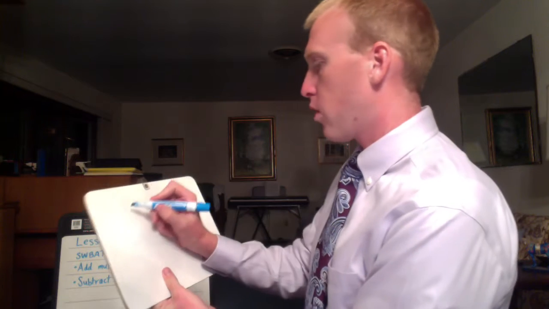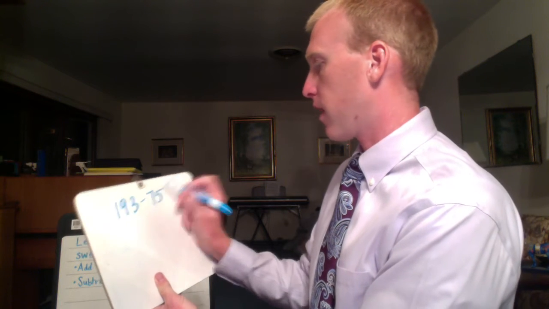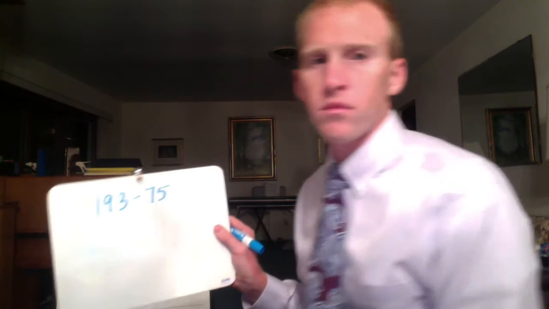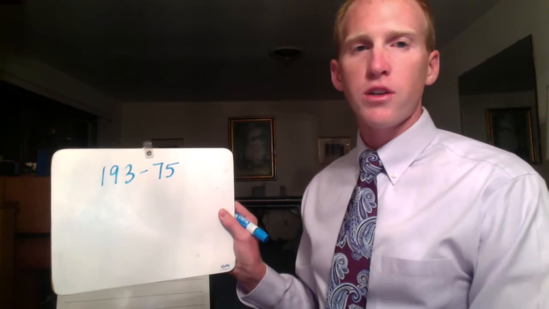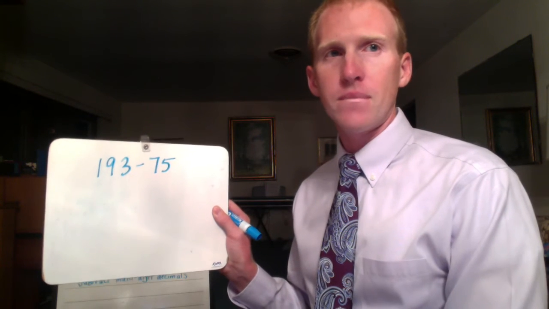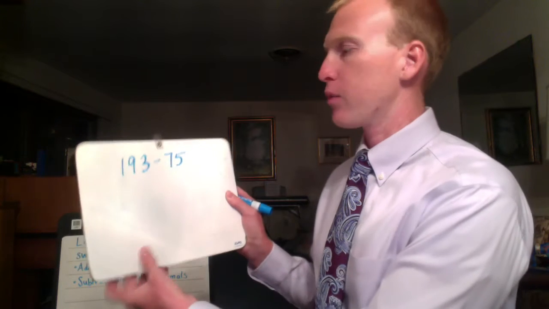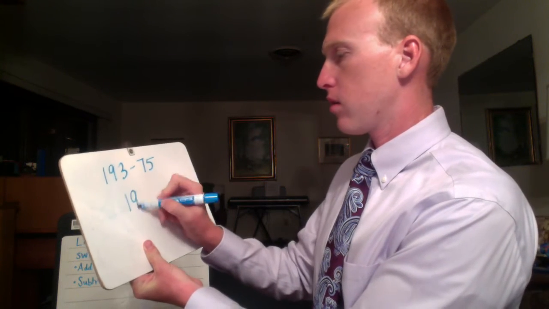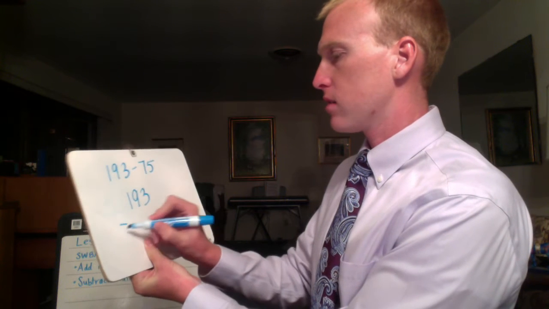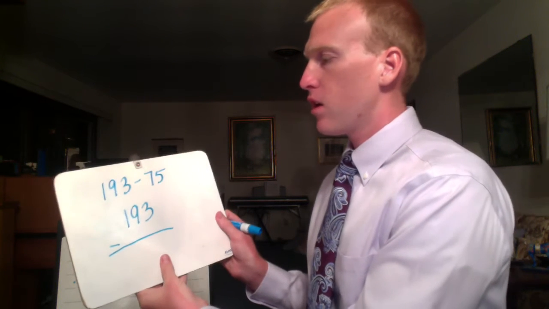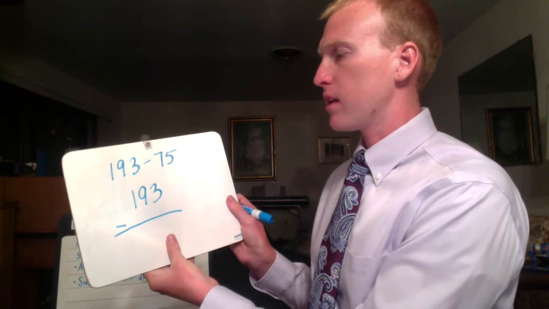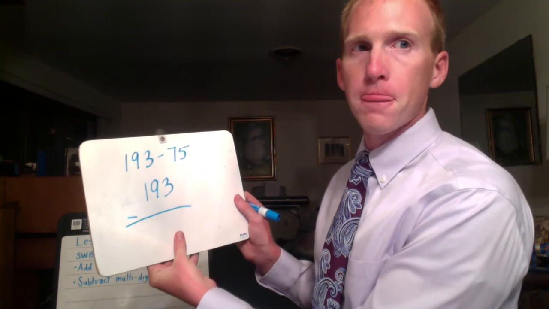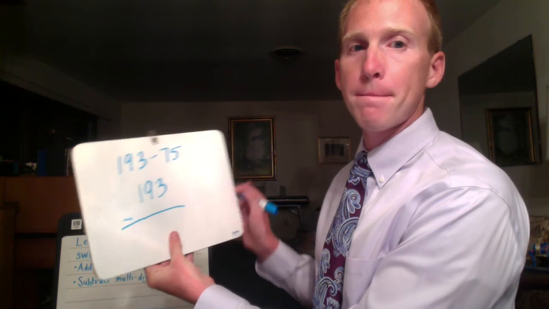We have 193 minus 75. Okay. All right, Tommy, what's the first thing we're going to do? Exactly, we're going to line up the place values. So we have 193 minus 75. Which number will the 7 go underneath of? Tommy, yeah? The 9? Great.